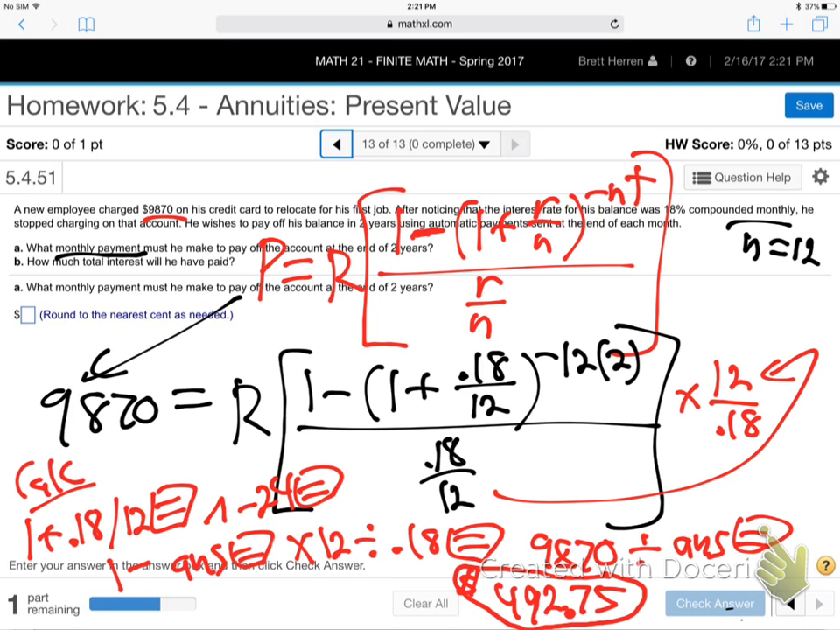Now, how can we figure that out? What is his 492.75? This is what he's gonna pay every month out of his account to pay back the debt in 2 years, right? So he's gonna pay this back every month for 2 years. So can we figure out the total amount of money he's gonna pay? We just gotta take this times 24, right? He's gonna make 24 payments, 2 years every month.